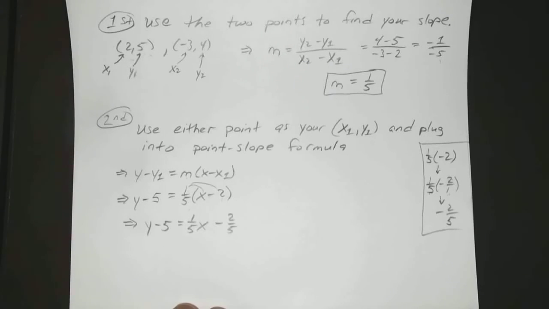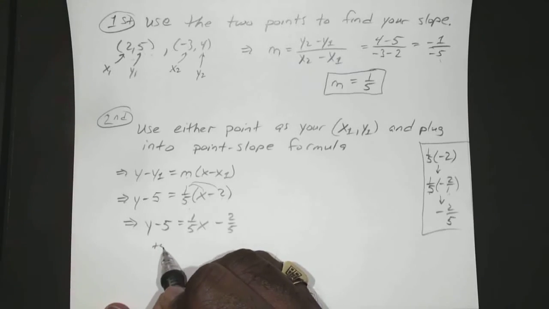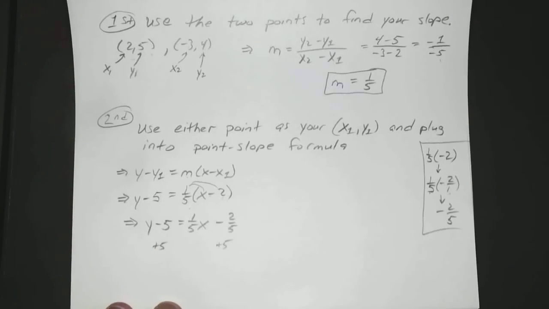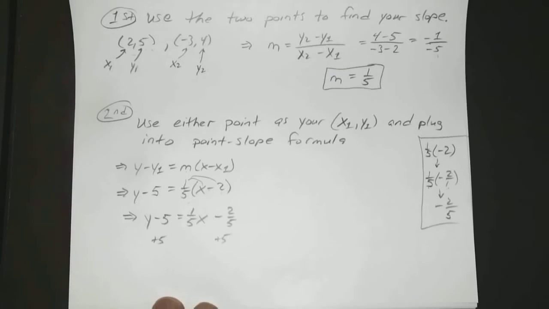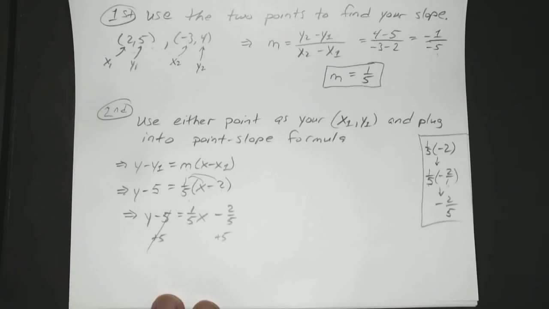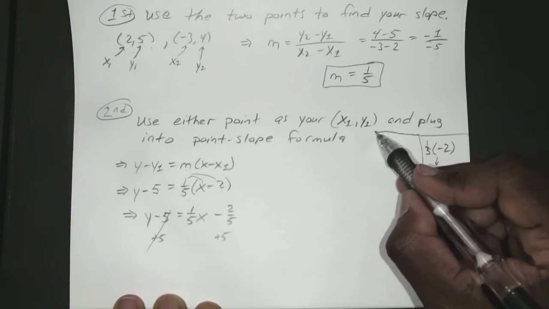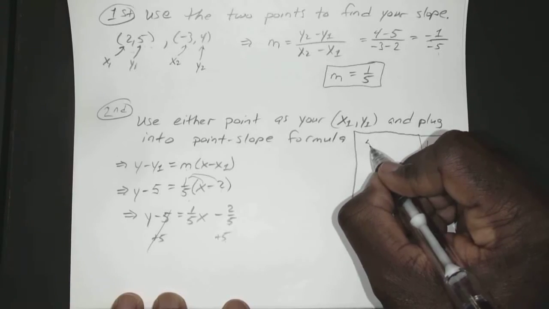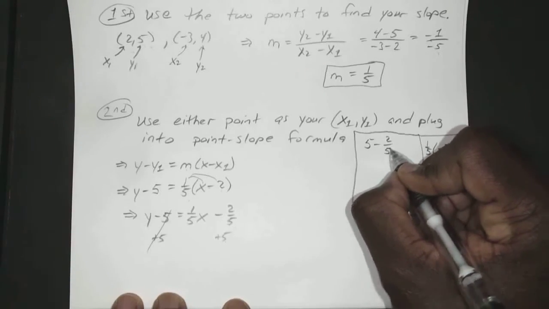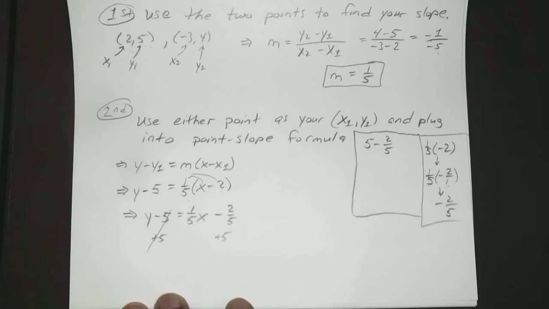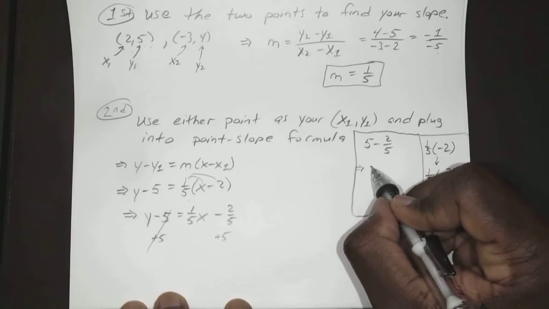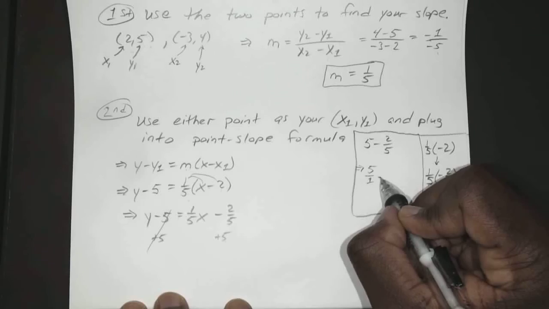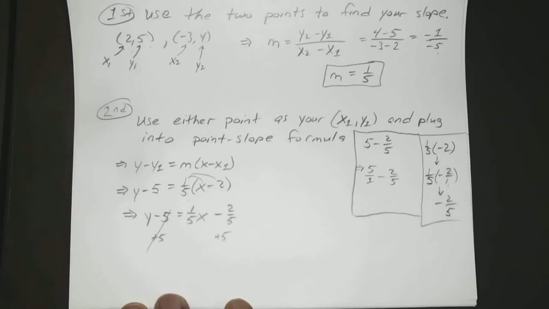All right. Okay. So now here, we simplify by adding 5 to both sides. Okay, those two cancel out. And right next to it, now we have negative 2 over 5 plus 5. Or 5 minus 2 over 5. Okay, so you have 5 minus 2 over 5. Or you can make that 5 over 1 minus 2 over 5.